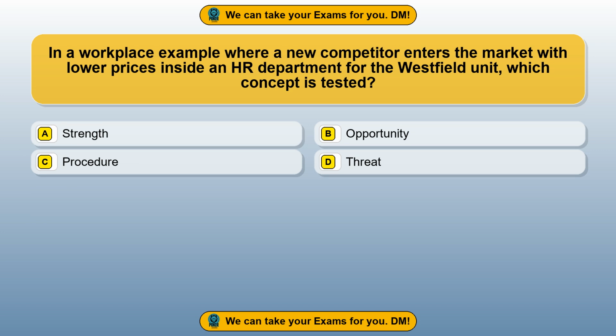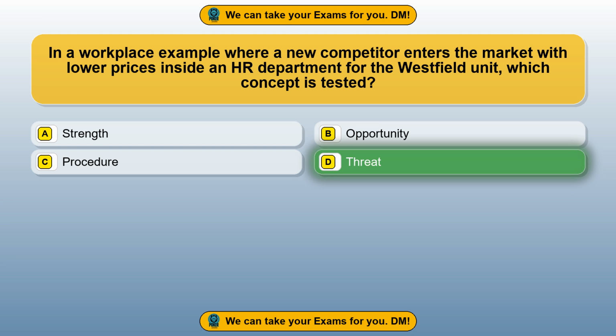Question 13. In a workplace example where a new competitor enters the market with lower prices inside an HR department for the Westfield unit, which concept is tested? Option A, strength. Option B, opportunity. Option C, procedure. Option D, threat. The correct answer is option D, threat.